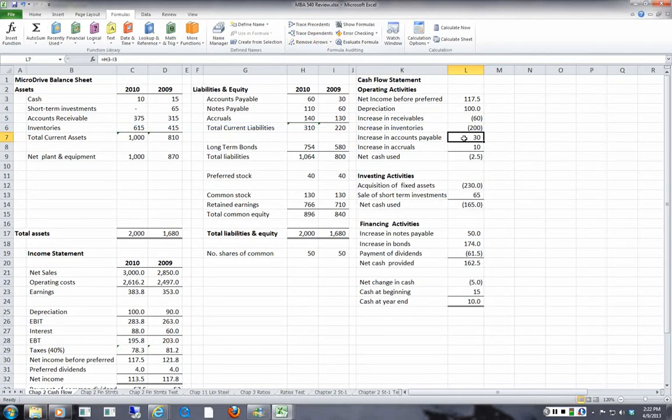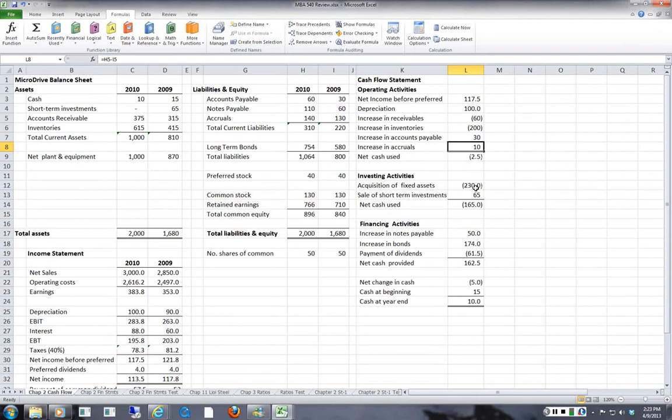Now accounts payable went up from 30 to 60. It went up by 30, so that increased cash. The accruals also increased. It goes from 130 to 140, so that adds to the cash. So the net of all those numbers is a minus $2.50, or $2,500. I'm sure that's the way we've got to say it.